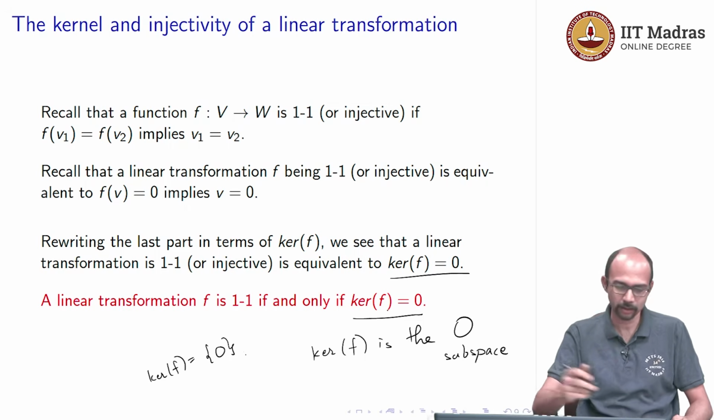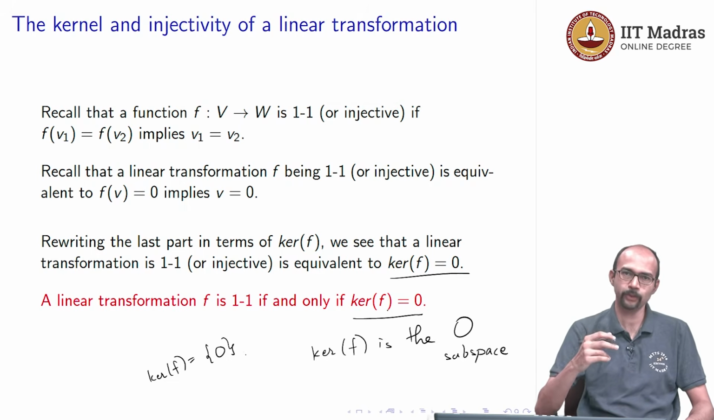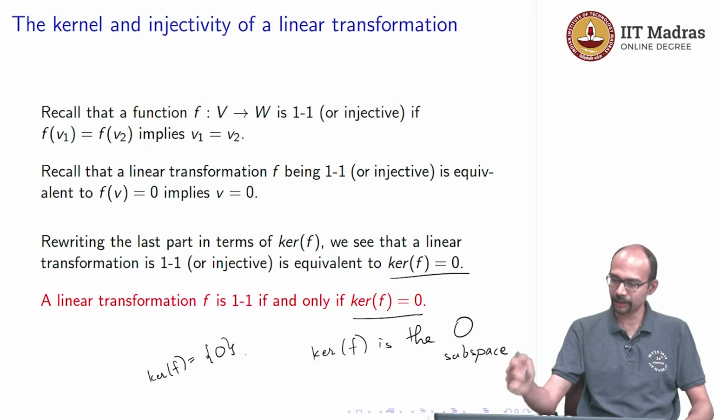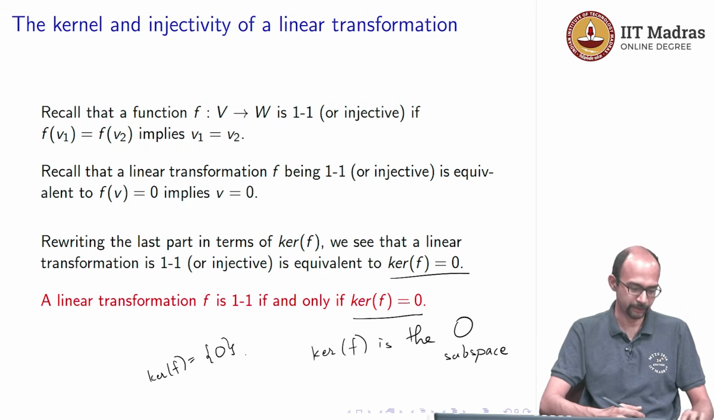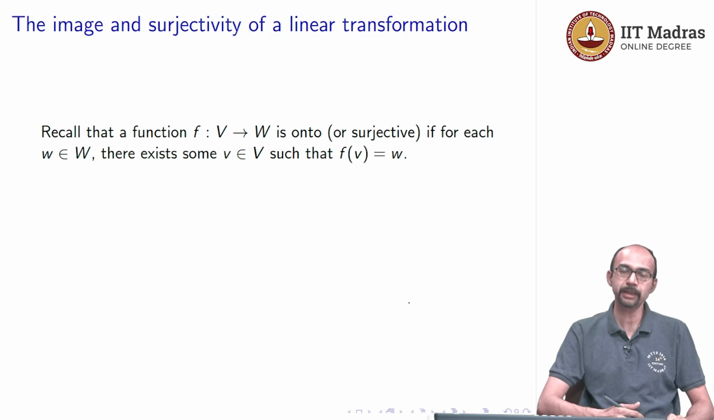Kernel of f is 0 and kernel of f is 0. So be careful when we write this. The 0 on the right is the 0 subspace and not the 0 vector. It means it is a set consisting of the 0 vector.